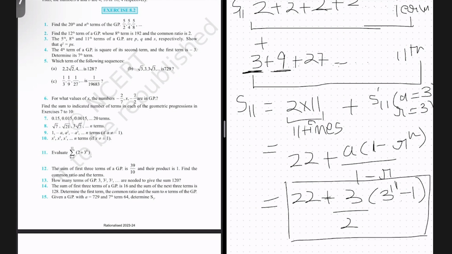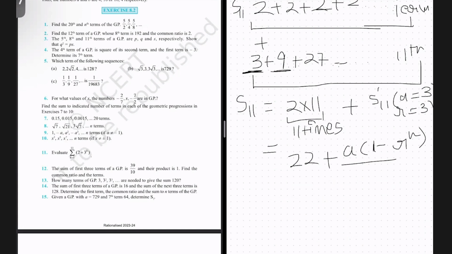So we have done nothing but, in the sequence that has been given to us, we separated the first part and the second part. The first part formed just a series of addition of 2 up until 11 terms, and the second represented the GP, right? So that is how we solved for it. And by doing that, we found out what the answer is.